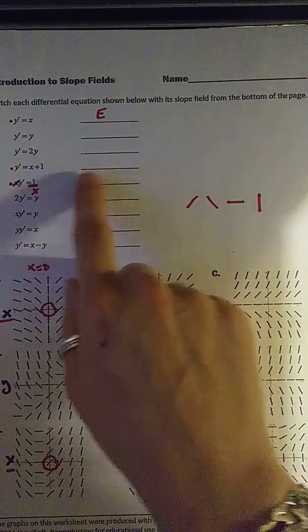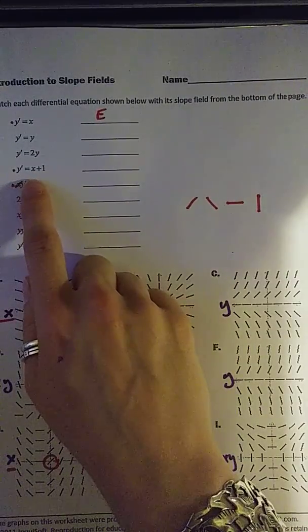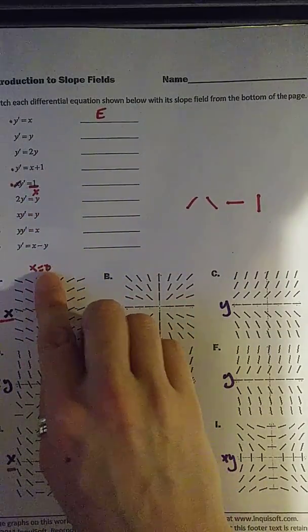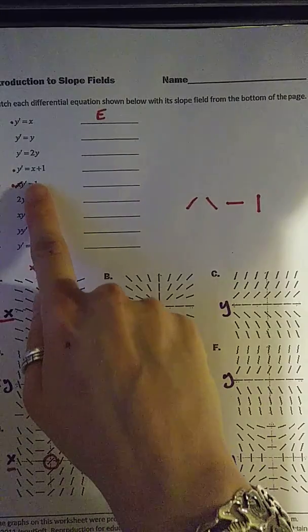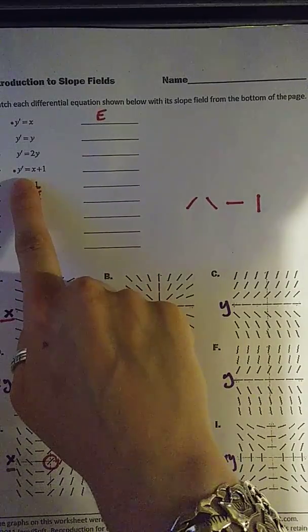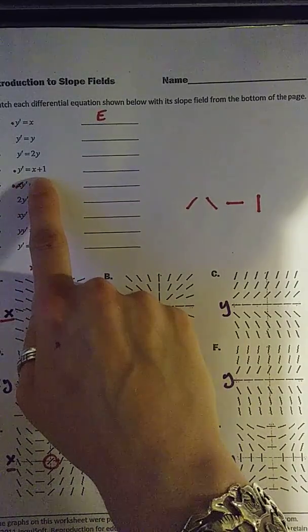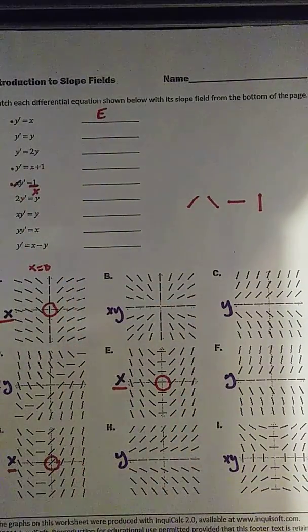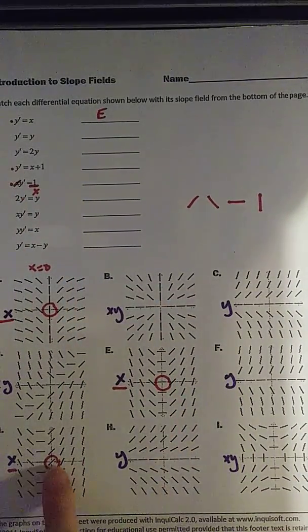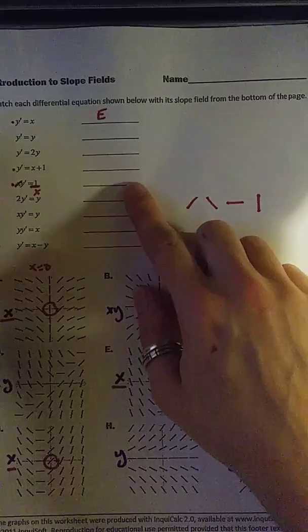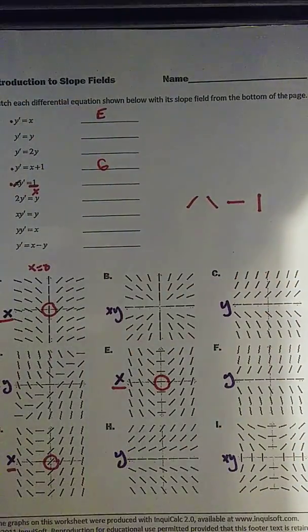For the next one that's got only x in it, that's this one right here, y prime equals x plus 1. All I have to do is plug in that same value, 0. If I plug in 0, this tells me the slope of this differential equation is positive 1. So which of these three slopes is uphill, positive? That one right there. Perfect. So that equation must be G.